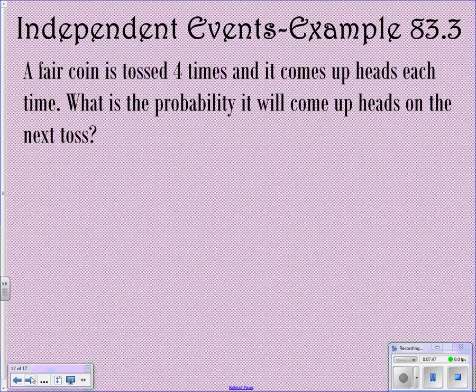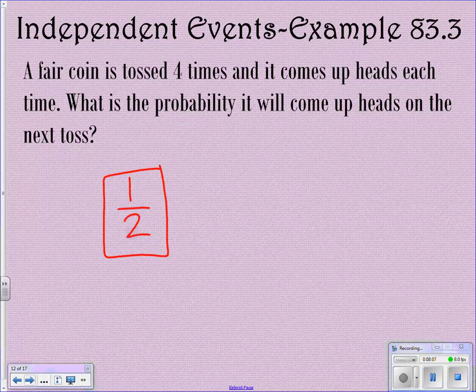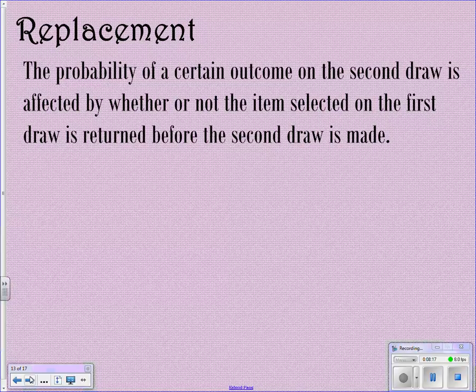Looking at this one. A fair coin is tossed 4 times and it comes up heads every time. What's the probability it'll come up heads on the next toss? Well, this is just a 1/2. It didn't say what is the probability that it'll come up heads on all of the tosses. It just says on the next toss. Well, the next toss is still a 50% chance of hitting heads. So that's why you just have a 1/2. Okay? So you've got to be careful with the wording there.